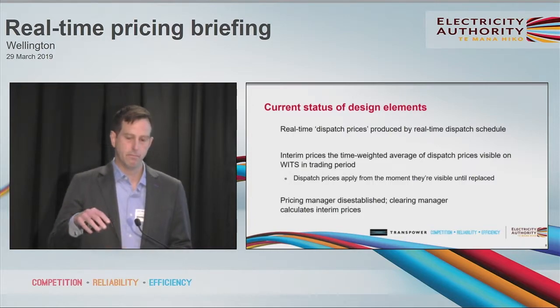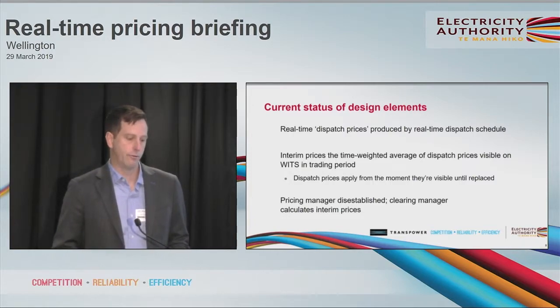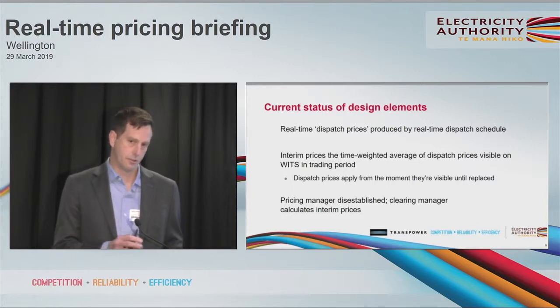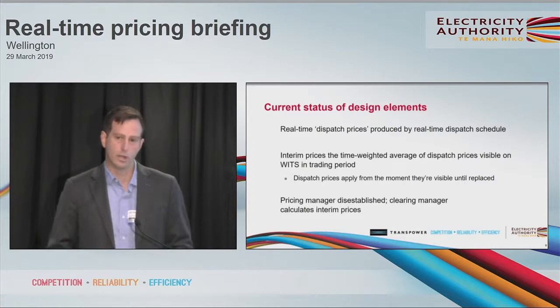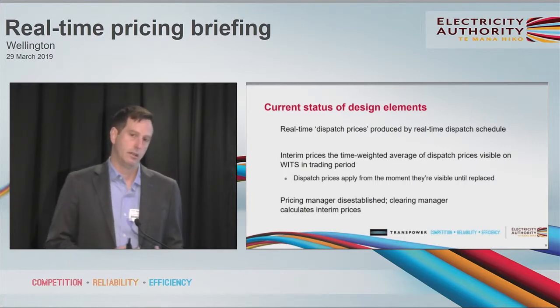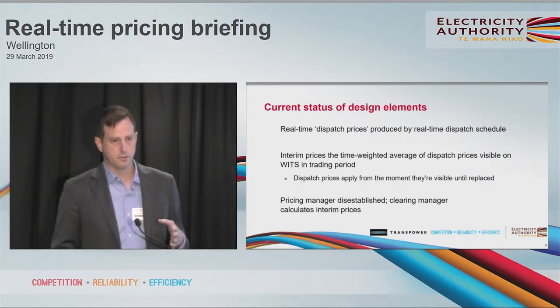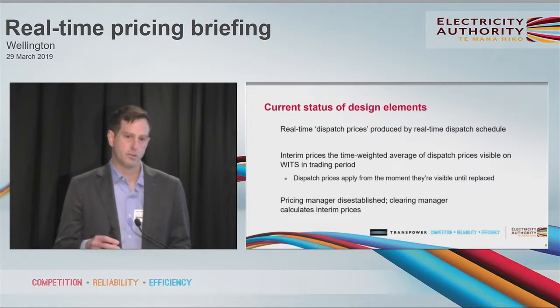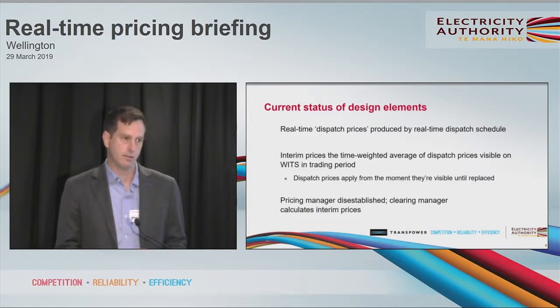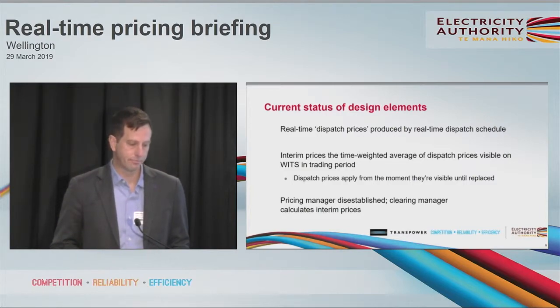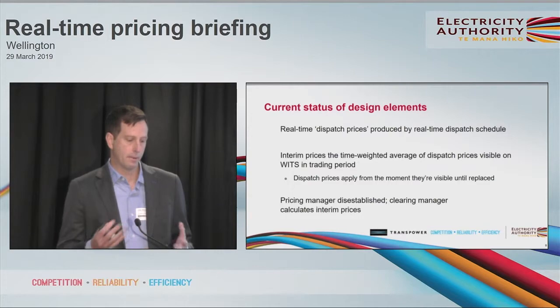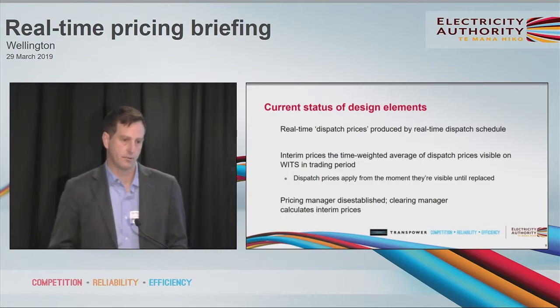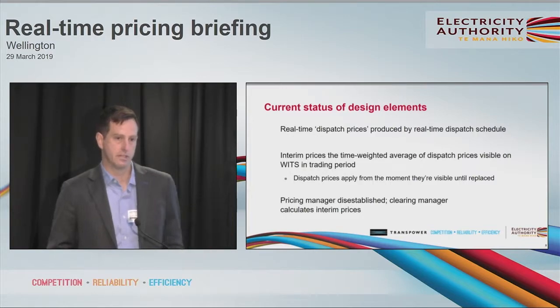Interim prices would then become the time-weighted average of all of those dispatch prices, and this is a critical point, that are visible and published on WITS during the trading period. In normal conditions, you would expect there'd be a new dispatch price every 5 minutes with a standard dispatch schedule, but they may be more frequent, they may be less frequent. And that interim price would be calculated immediately at the end of the 30-minute trading period. And those dispatch prices would apply from the moment they become visible until they're replaced. So it's always a case of whatever the one you can see now is current until there's new information to replace that.